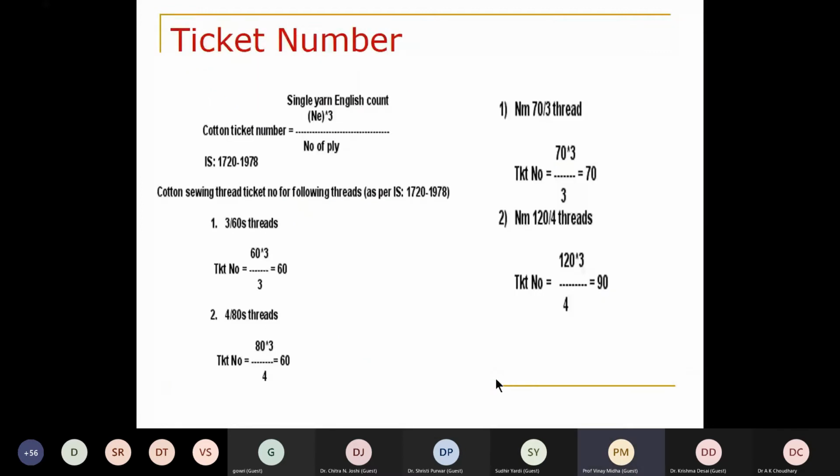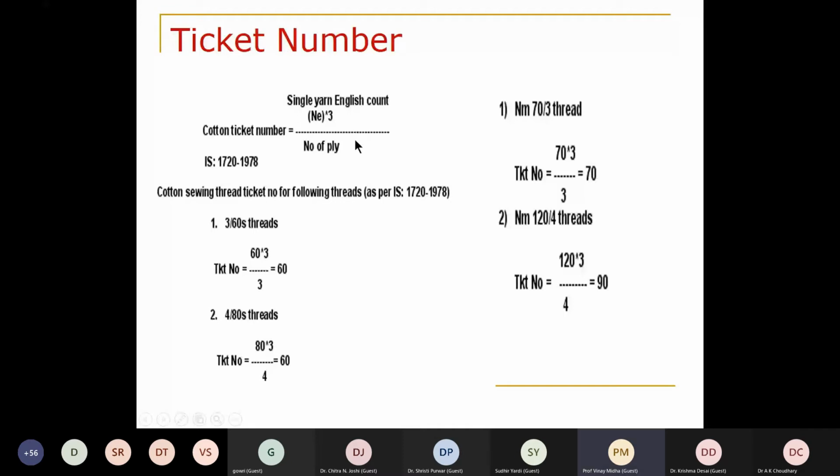Then the sewing threads are named in terms of either tex, which we have discussed in the previous lecture, and then a certain ticket number is also given to the sewing threads. And this ticket number is basically the single yarn English count multiplied by 3 divided by the number of plies. So this will give you the cotton ticket number of the sewing thread.